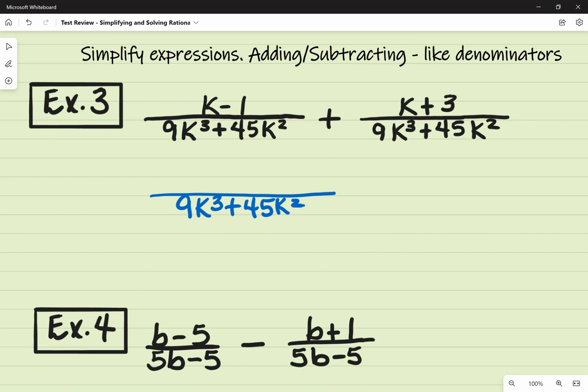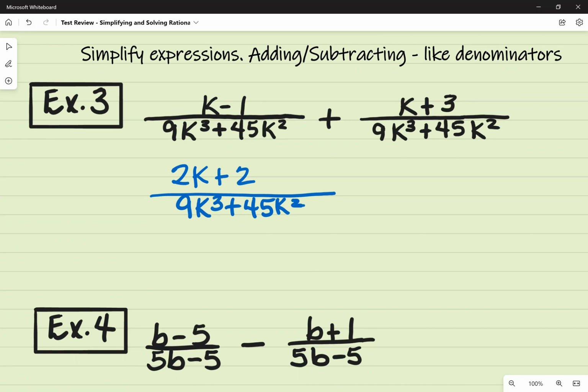So once I put it all together, all I have to do is just combine what's on the top. And since there's a plus sign, I don't have to worry about changing any signs whatsoever. I'm just going to take both of my k's. I have a k plus another k, which results in 2k. And then I have a negative 1 and a positive 3. If I combine those together, I'm going to end up with a positive 2. And I already have my fraction.